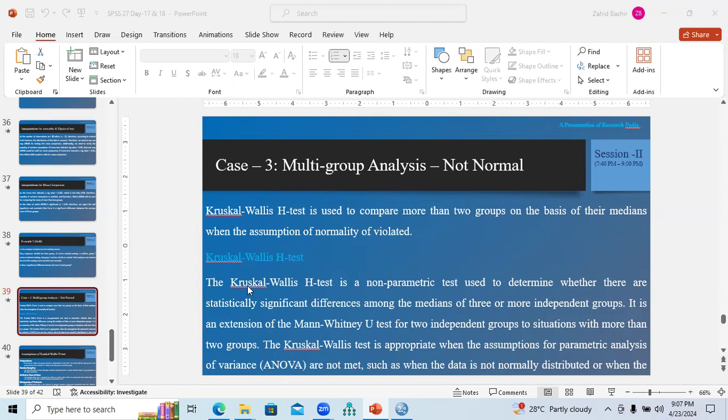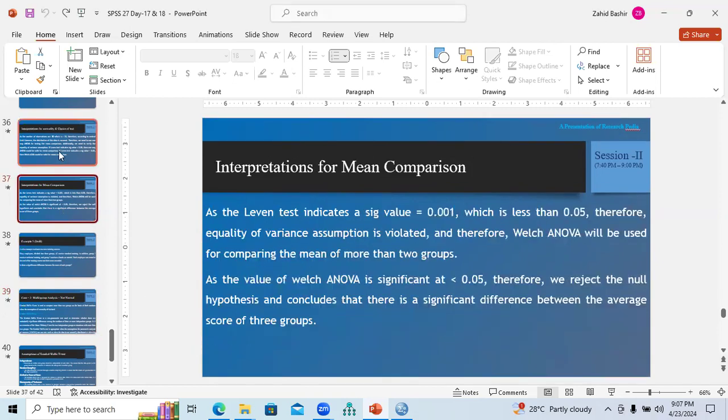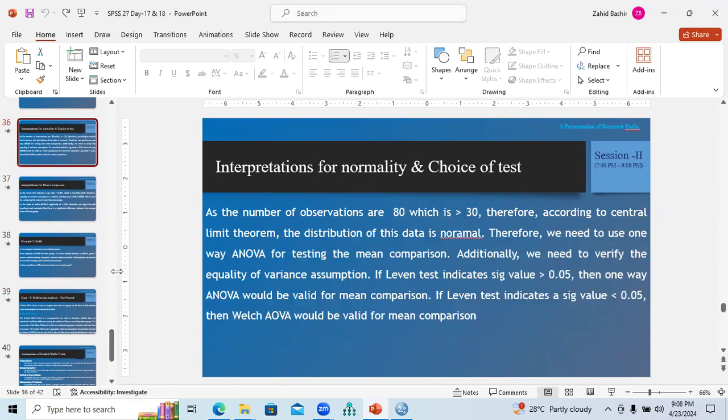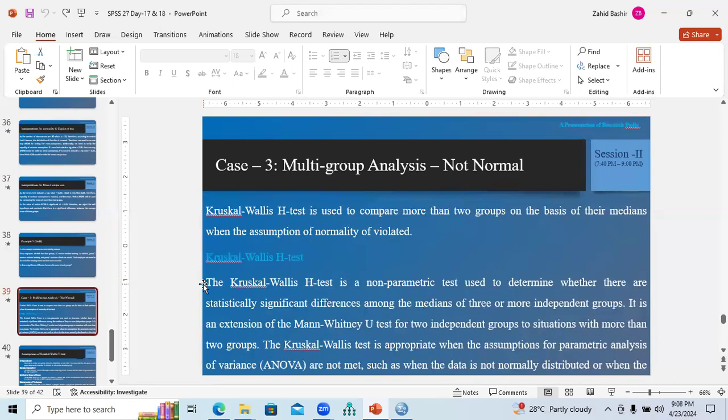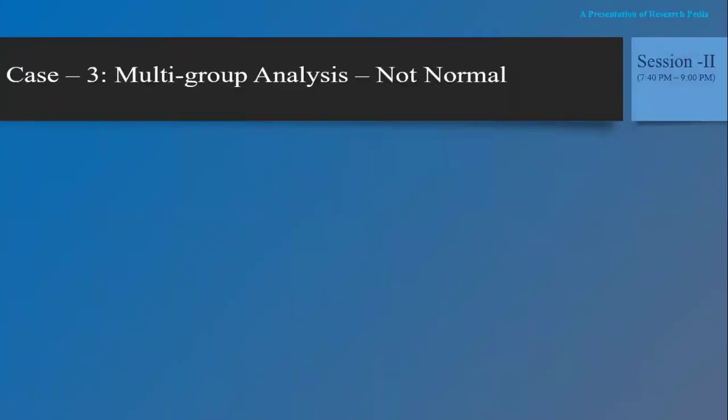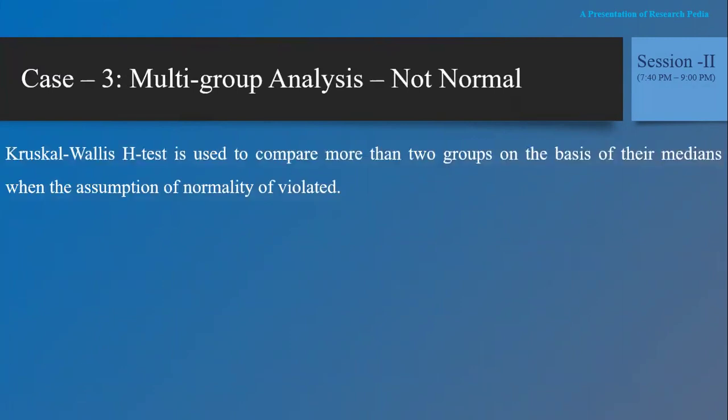Today is the conclusive part of multi-group analysis. In my previous discussion, I discussed the mean comparison with unequal variance and equal variance. And today is the conclusive part for multi-group analysis of mean comparison when your data is not normal. First of all, I need to explain the theoretical background of multi-group analysis when the data is not normal.